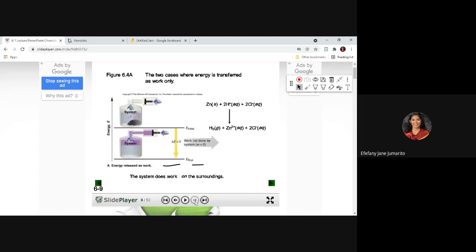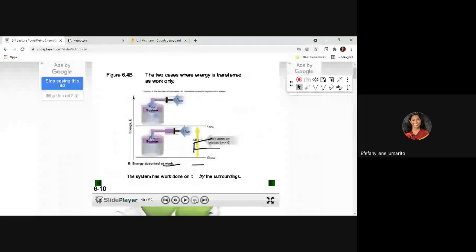Now this one also, if the system does the work, then W will be negative, or W will be less than zero. The system does work on the surrounding. So the system has work done on it by the surrounding. If the surrounding does the work, then work is positive.